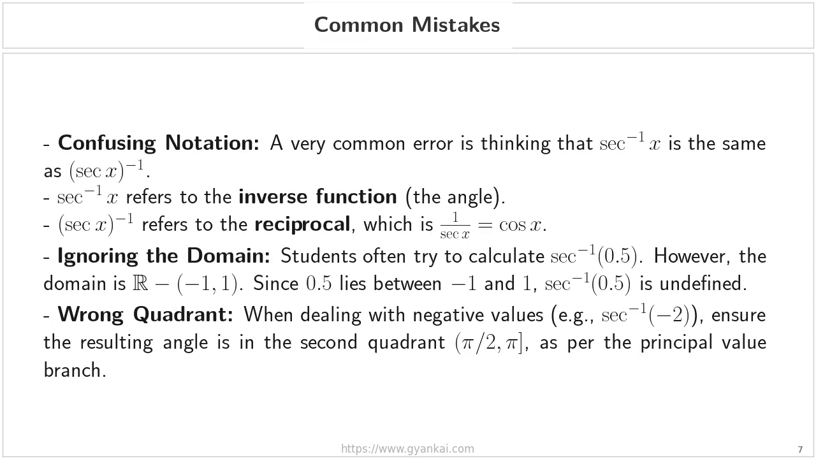Finally, be mindful of the quadrant when dealing with negative inputs. For example, if you are calculating the inverse secant of -2, you must ensure that your resulting angle falls within the second quadrant, specifically in the interval from pi/2 to pi. This is necessary to remain consistent with the principal value branch that we established earlier in the lesson.